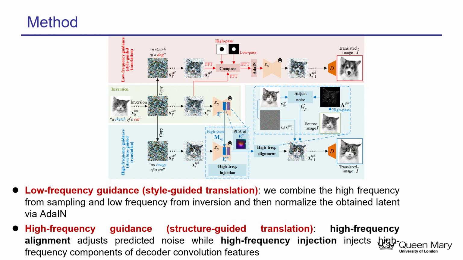For the high frequency guidance, to perform the structure-guided translation, there are two modules. The first module is a high frequency injection that injects the high frequency information of the attention map from the inversion into the sampling process to preserve the general layout. We also want to refine the details. Basically, we predict the clean image here and we take the original source image here, we calculate the error, and we use this gradient as the guidance to correct the predicted noise and for the refinement.